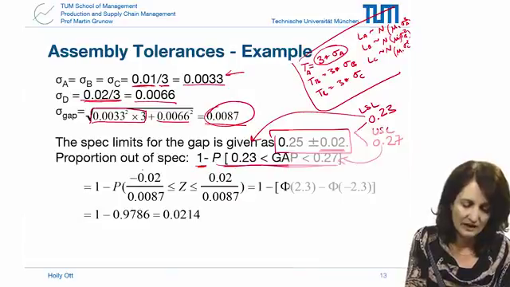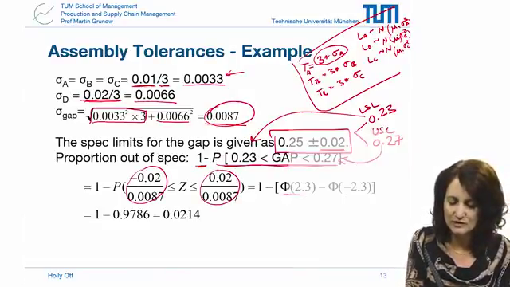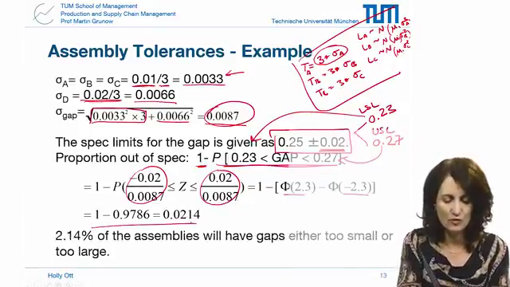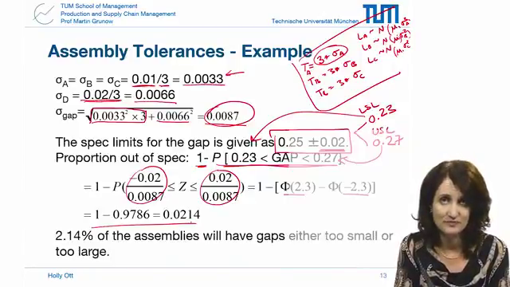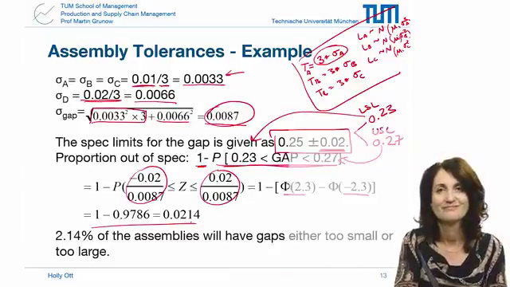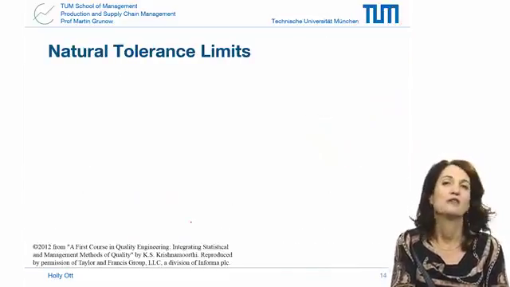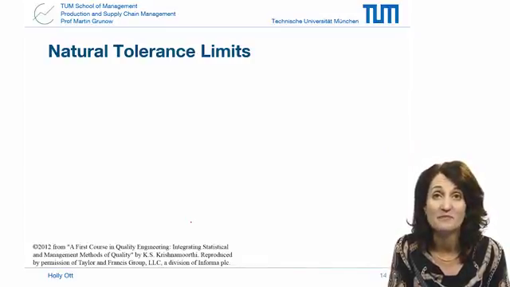And so if you go ahead and convert these to your Z values and look things up in your Z table, you find out that 2.14% of the assemblies will have gaps that are either too small or too large. So, a little repeat there, but we just want to do one last topic.